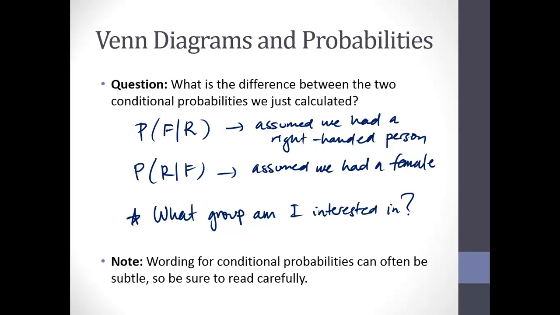The wording on these problems can be very tricky. So read carefully and think about who is my group of interest. Who is the larger group that I'm interested in? That's what goes on the right side of the vertical bar. Okay, moving on.